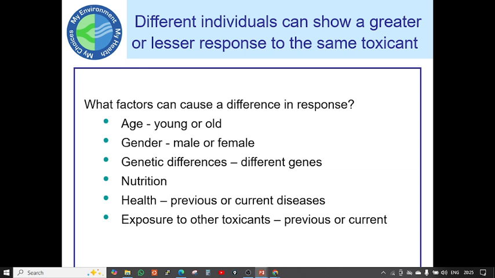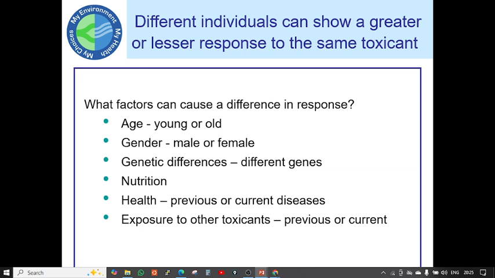Then third is genetic differences or different genes, because some have resistance genes, some have non-tolerant genes. So different gene factors also determine the response to the same toxic substance.